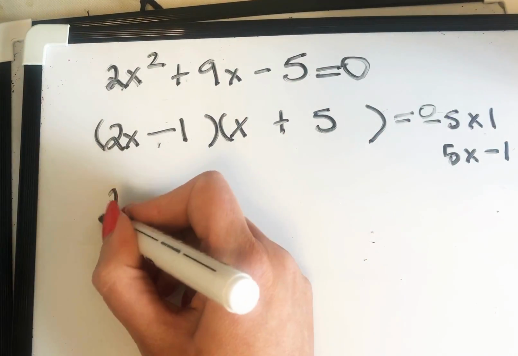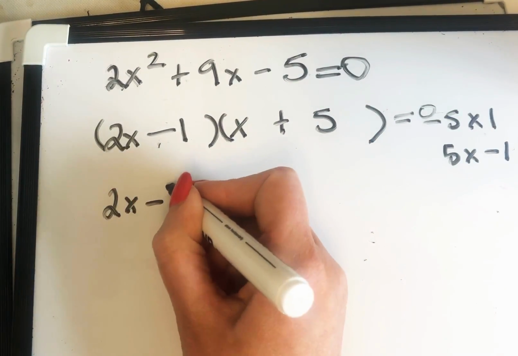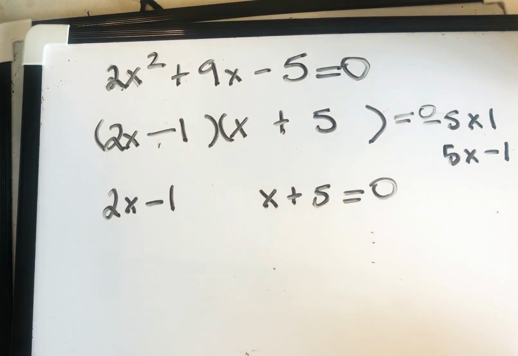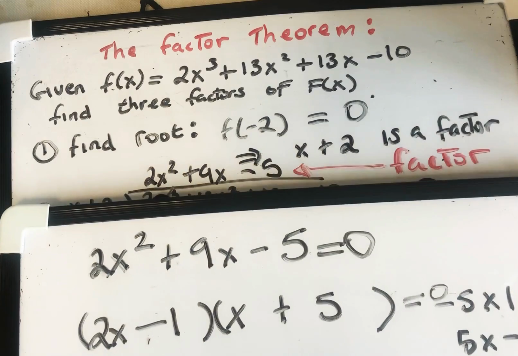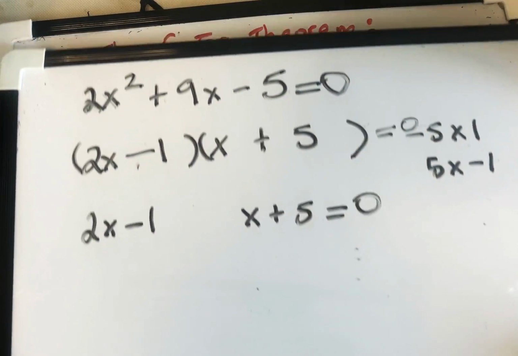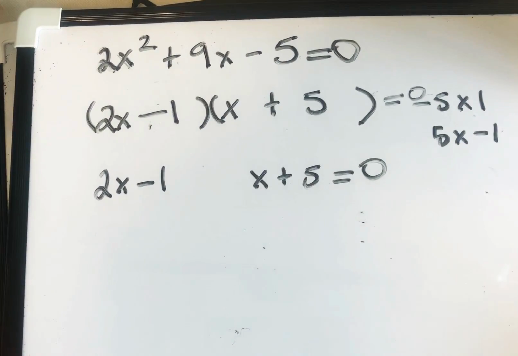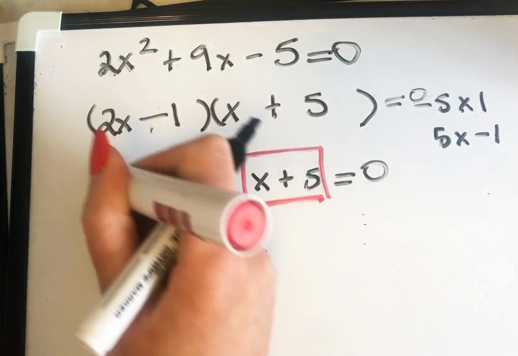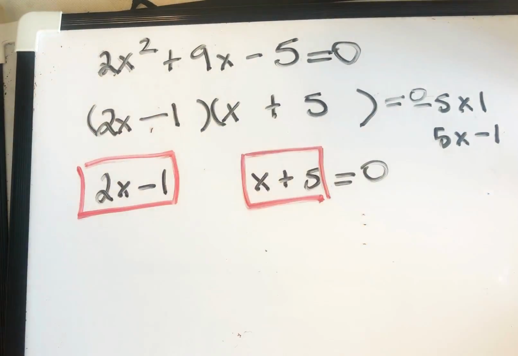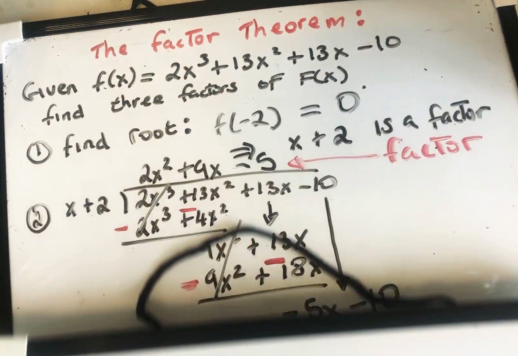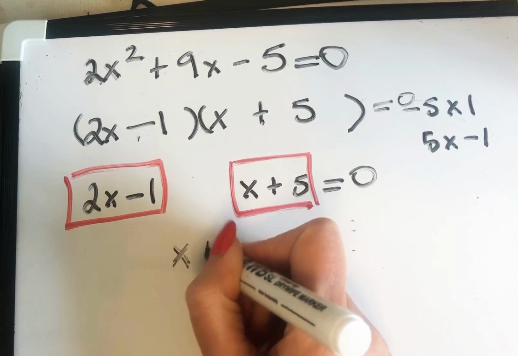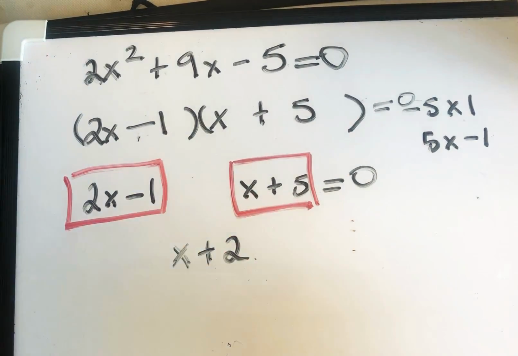So we equal that to 0 here, and let's solve. 2x minus 1 and x plus 5 equals 0. Now in the question, it said find the three factors. So we're done, because x plus 5 is a factor, 2x minus 1 is a factor, and the other factor we found was x plus 2. So now we are done.